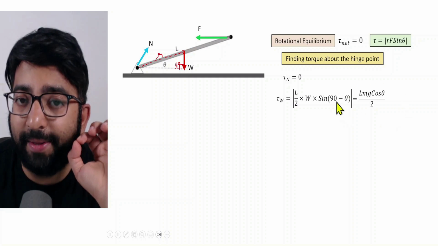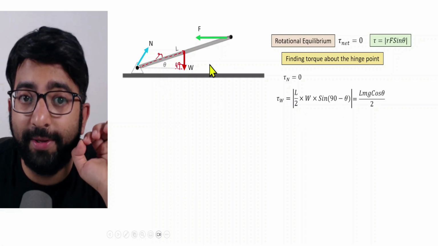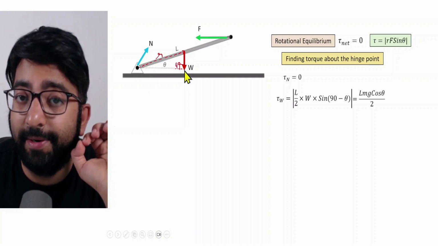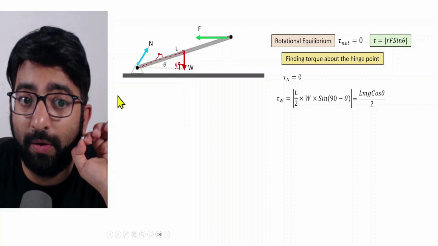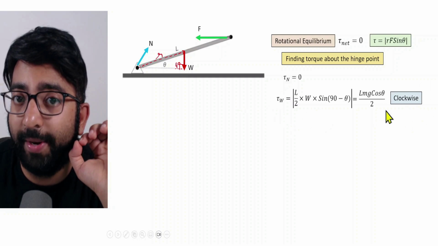This is only the magnitude of the torque due to the weight. Direction is also important. So if you look at the diagram about the hinge point, the weight has a tendency to move the ladder in a clockwise direction. That is why the torque due to weight will be in a clockwise direction.